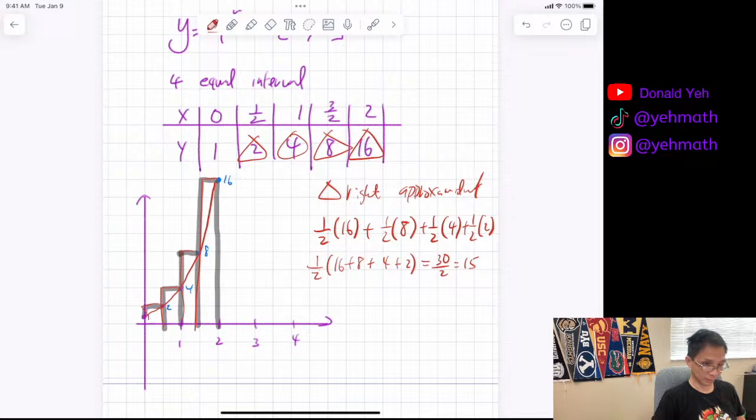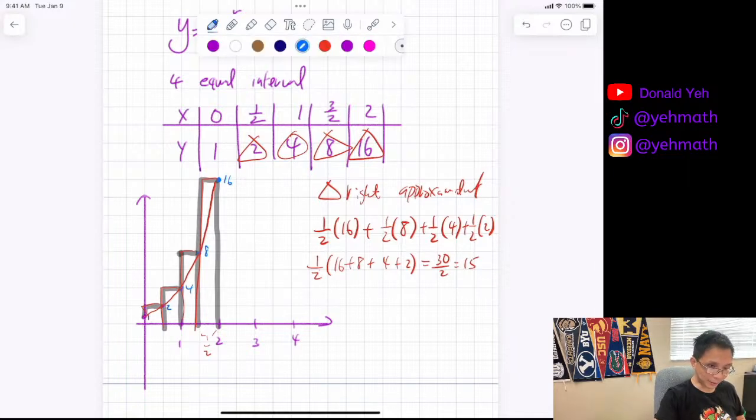Why do you multiply by 1/2? I just factor out 1/2 and add all the terms inside. You can also do it individually, adding 8 plus 4 plus 2 plus 1. 1/2 is the width of each rectangle, so from here to here is 1/2. Do you always omit the last value? Because I use right end approximation. If you use left, it'd be like the half one.